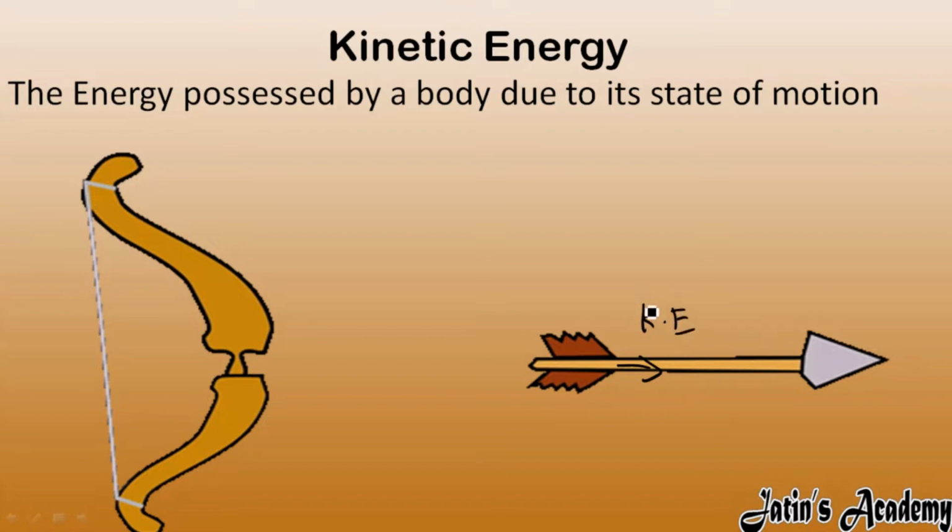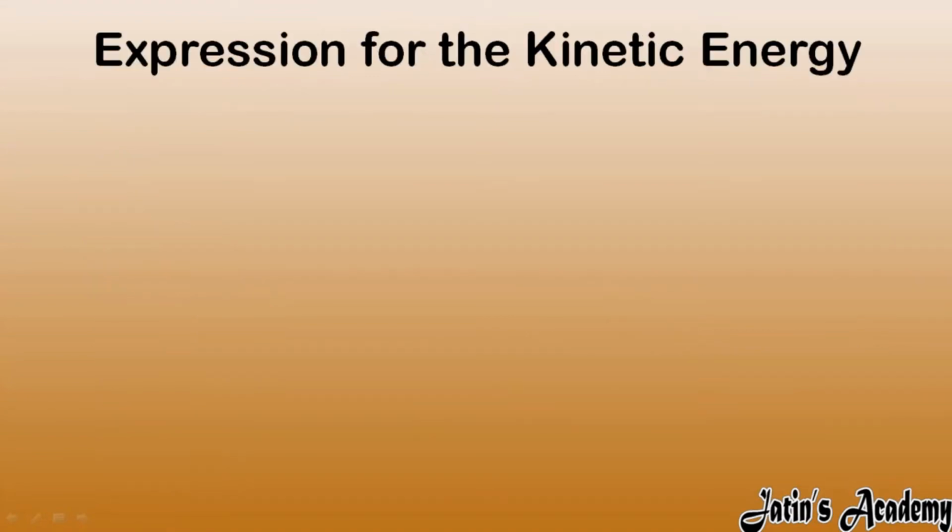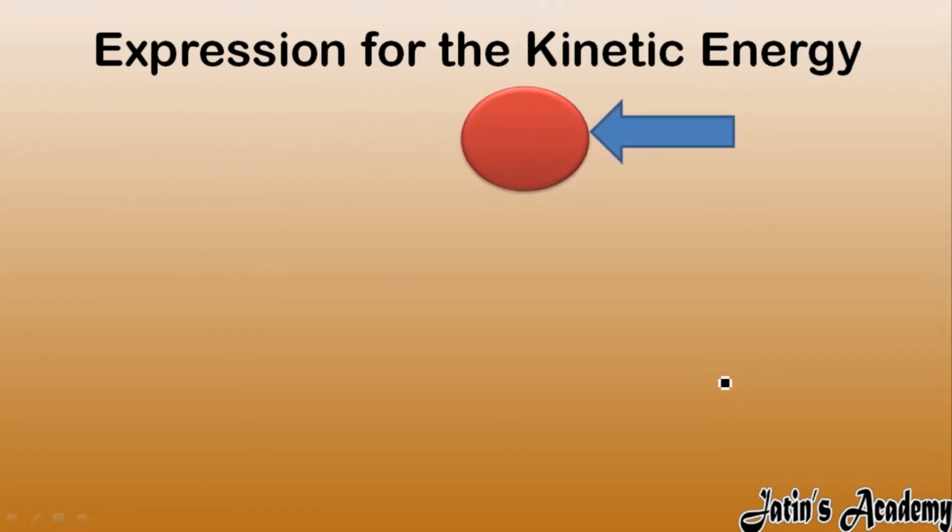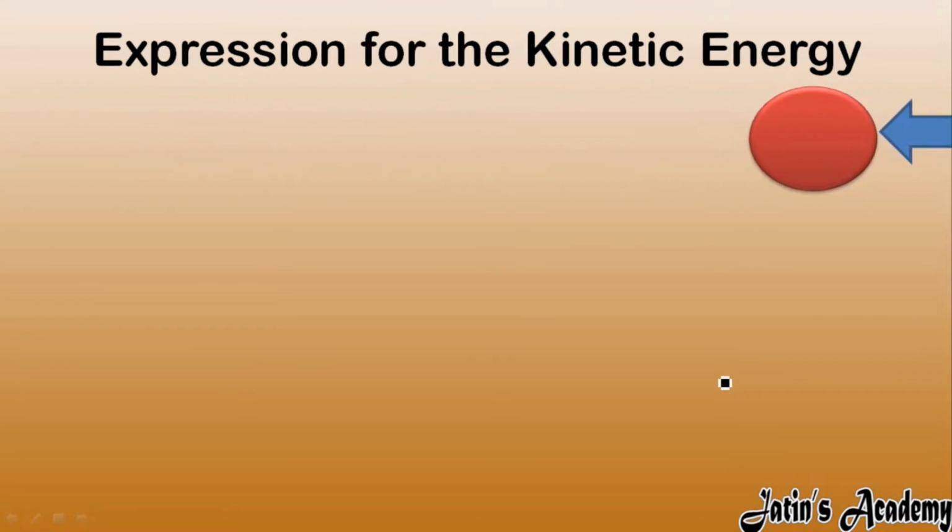So the energy possessed by this arrow, which is in motion, is kinetic energy. Like the expression we derived for gravitational potential energy, let's make an expression for kinetic energy, in which a body which is moving with some initial velocity is stopped by a force F. It acts as a retarding force.